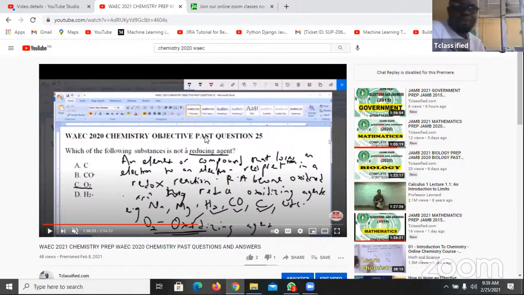Okay, so we have an element or a compound that loses an electron in the redox reaction. Reducing agents are the metals, just like the oxidizing agents are the halogens and oxygen. Reducing agents are the metals and carbon monoxide or carbon. Examples of reducing agents are sodium, magnesium. Hydrogen is the number one. So CO and K. I think that's pretty clear.